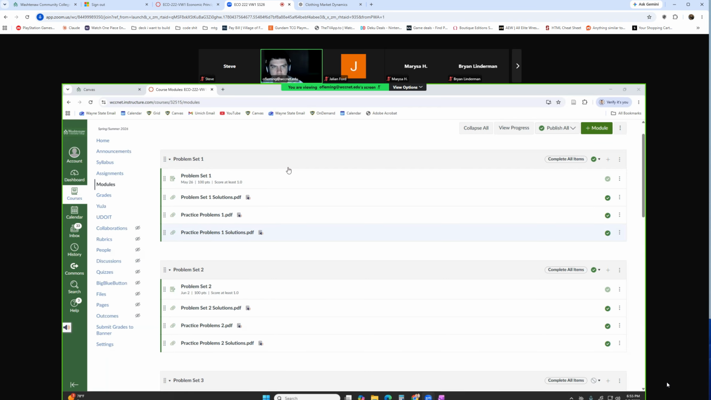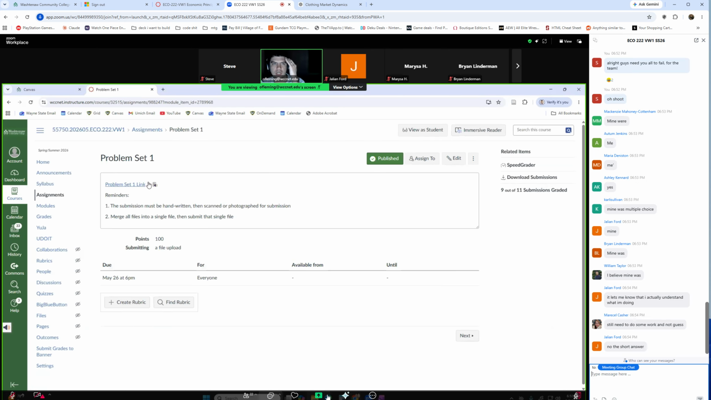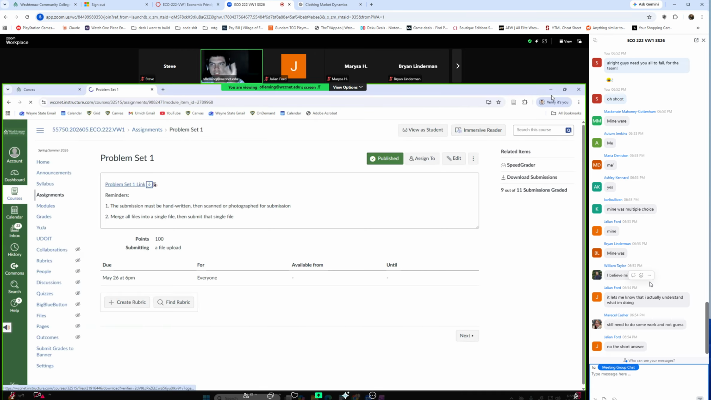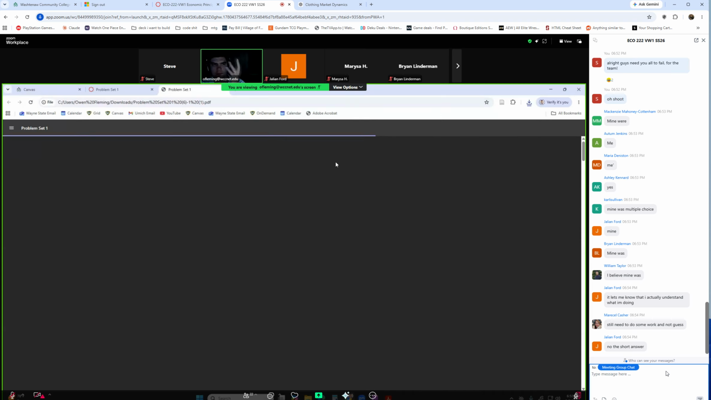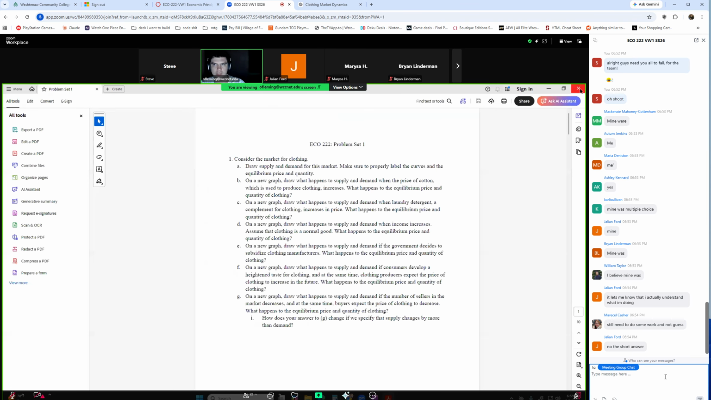the problem set is graded, you have access to these three items, which are the solutions and then practice problems. Practice problems are basically, as you're going to see, like practice problems 1 is just more stuff. It's just another problem set 1 with different questions.